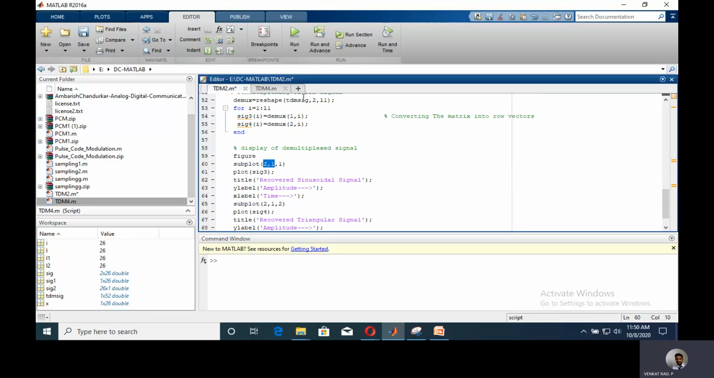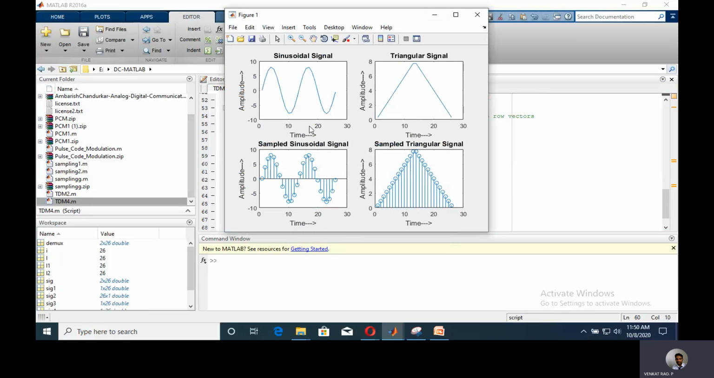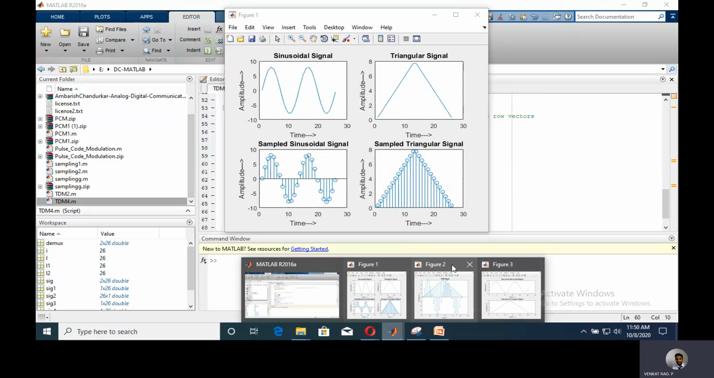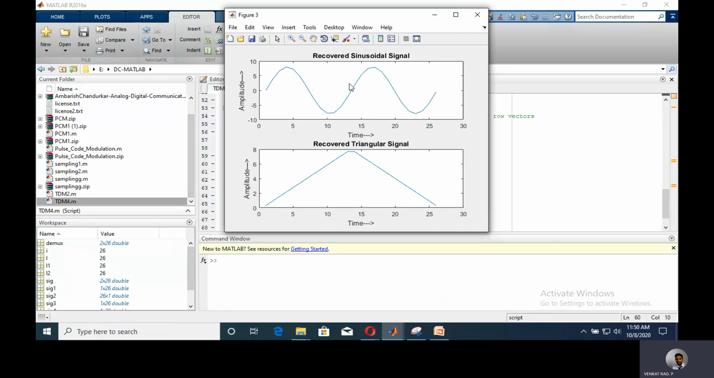So if you display these two directly, what will the outputs be? Now carefully observe. This is the input signals. Two signals are going to be multiplexed. Before multiplexing, these two signals are sampled. After sampling, both signals are multiplexed as a single signal. This is the multiplexed signal on the basis of time sharing. And finally, this is the demultiplexed or recovered sinusoidal signal and recovered triangular signal.